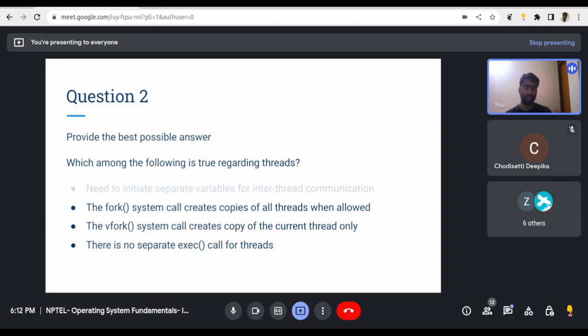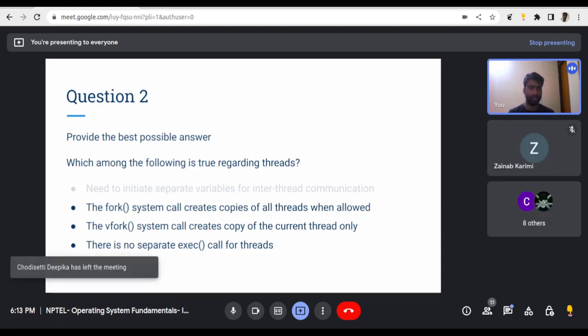That was used for inter-process communication. If you remember, when we studied questions related to inter-process communication, we needed to create separate variables when we created new processes using the fork system call. So for inter-process communication, the fork system call, yes, it creates copies of all the threads.